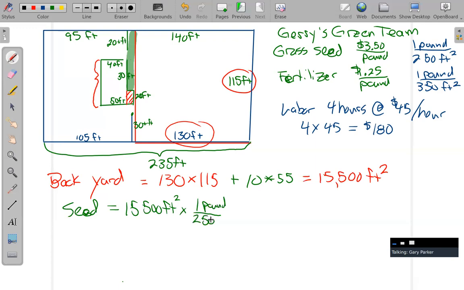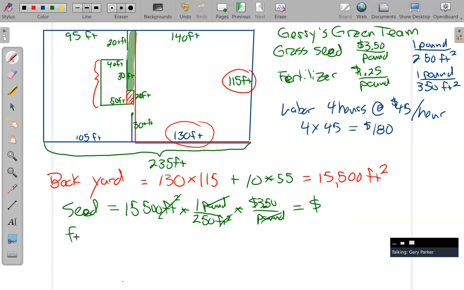And that's 250 square feet. So that's going to help us get rid of the feet squared, and that'll tell us how many pounds of grass we need. And then we know the cost of the grass is $3.50 per pound, so that changes from pounds to dollars. So this is going to give us a dollar amount. On your calculator, 15,500 divided by 250 times 3.50 will give you the seed.